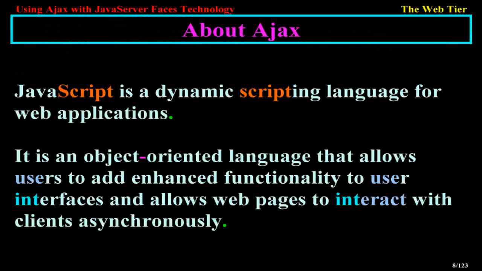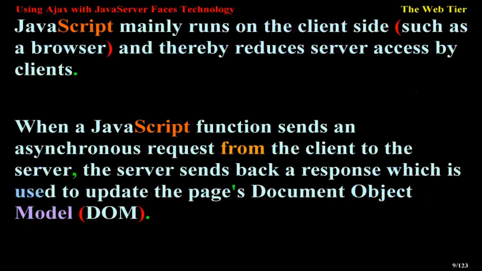About Ajax: JavaScript is a dynamic scripting language for web applications. It is an object-oriented language that allows users to add enhanced functionality to user interfaces and allows web pages to interact with clients asynchronously. JavaScript mainly runs on the client side, such as a browser, and thereby reduces server access by clients. When a JavaScript function sends an asynchronous request from the client to the server, the server sends back a response which is used to update the page's document object model, DOM.